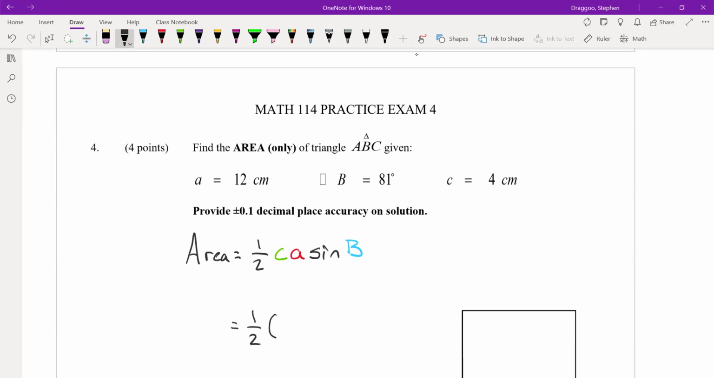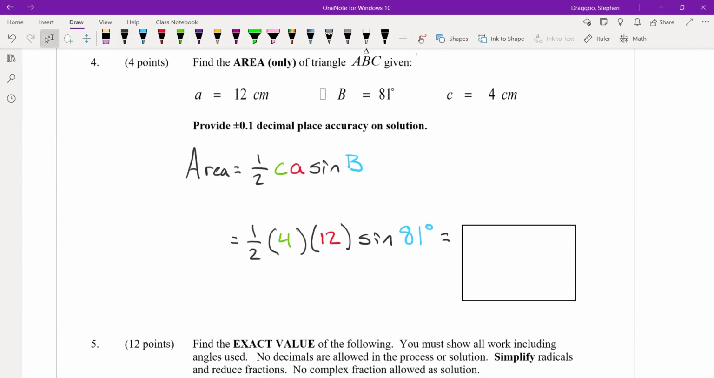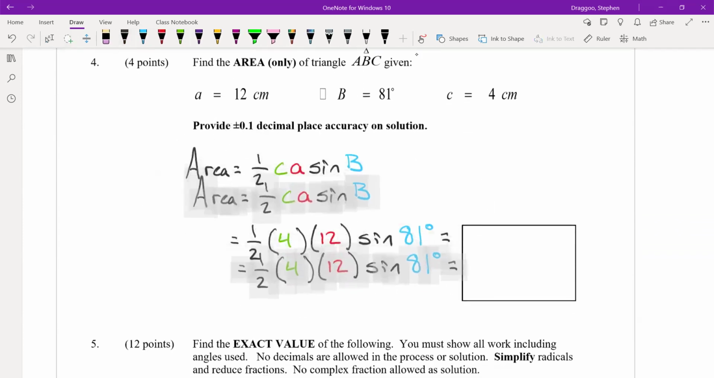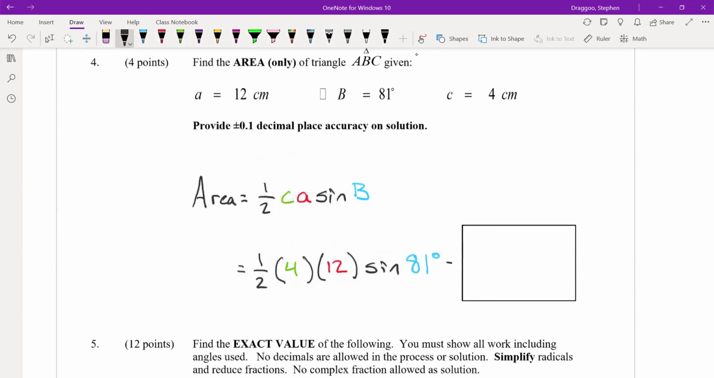So this will be 1/2 of 4 times 12 times the sine of 81 degrees, which was B. B is in blue. And that's equal to a number. I'm also just gonna reposition this so it's into the middle of our box. I plugged that into a calculator and I got an answer of 23.7.